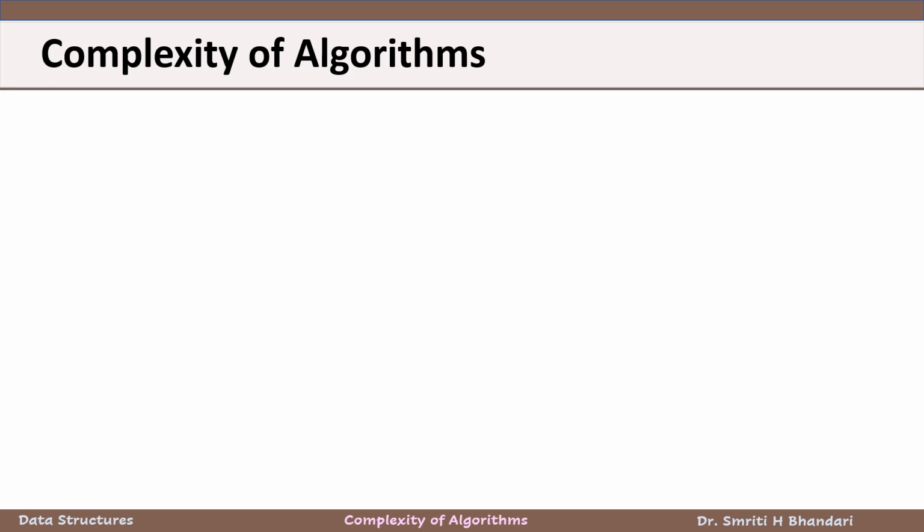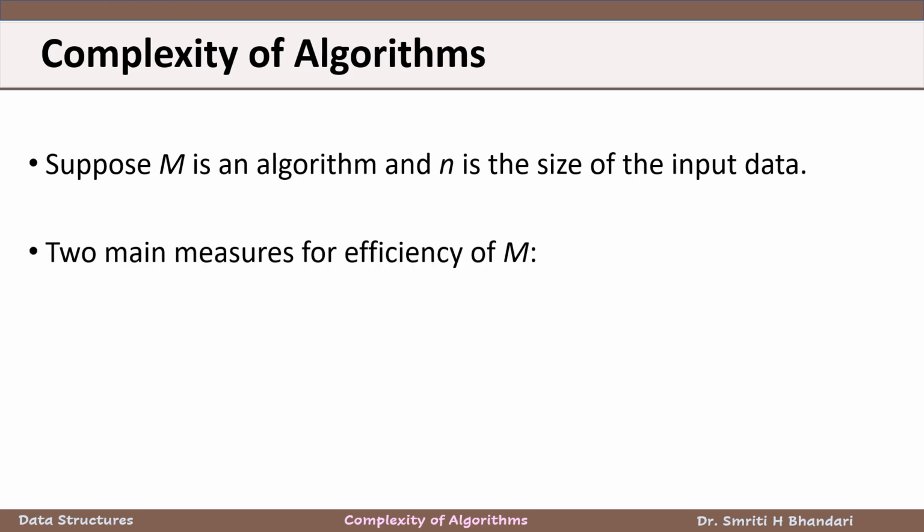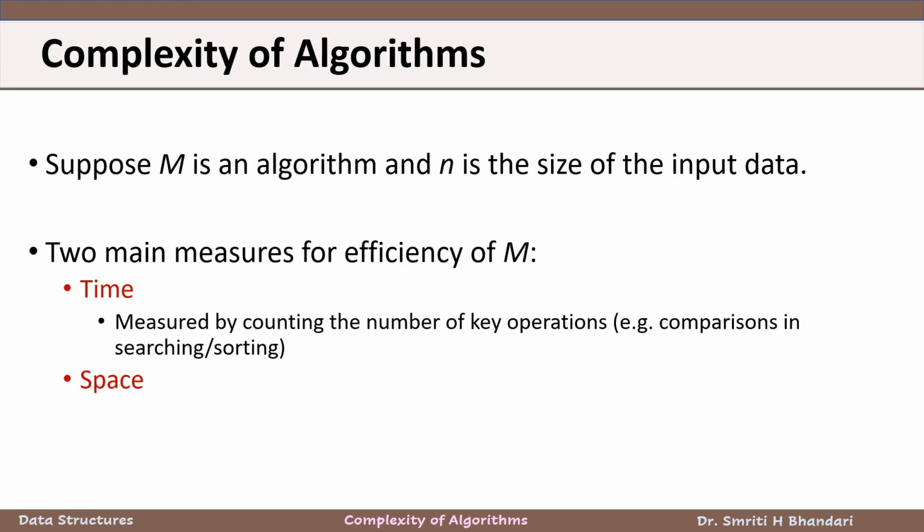So here we will be selecting the algorithm that performs well based on some criteria. So let's assume that we are having M as an algorithm and N is the size of the input data that we have. So we are having two main measures for efficiency or complexity of algorithm, and these are time complexity and space complexity. So what we mean by time complexity?